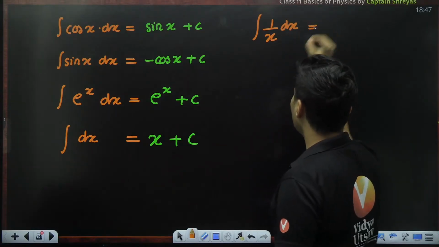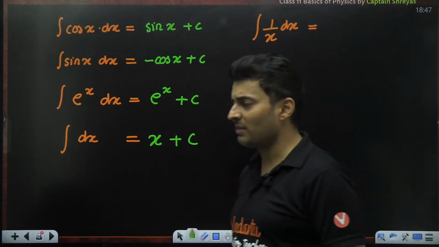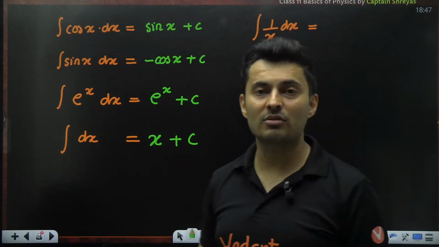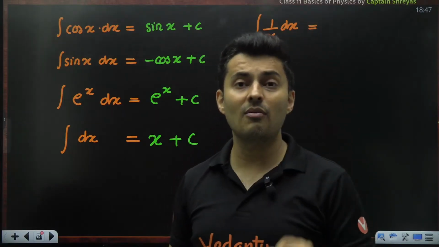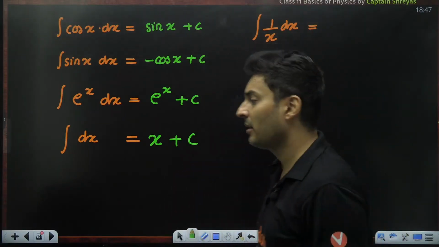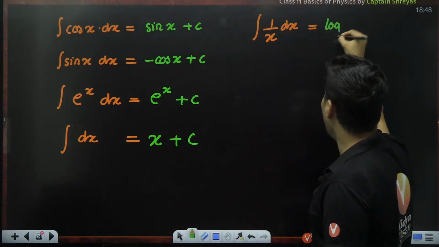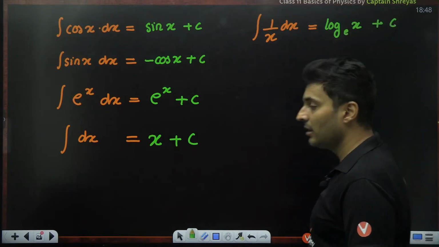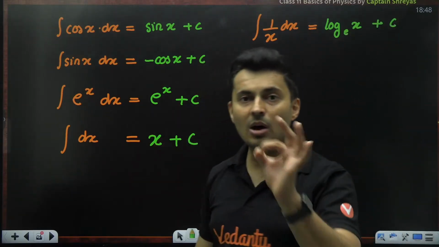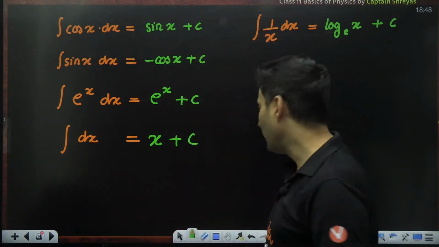Sir, what is the integration of 1 by x dx? Oh, let me think, guys. 1 by x, 1 by x. It was the derivative of somebody. Whose derivative was 1 by x? Come on, think about it. 1 by x was the derivative of the logarithmic function of x. So it is nothing but log of x to the base e plus the constant of integration. Log x's derivative was 1 by x. Oh, yes, sir, I remember.